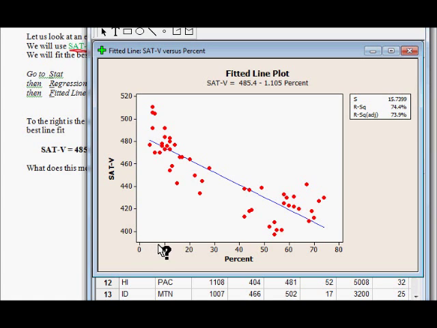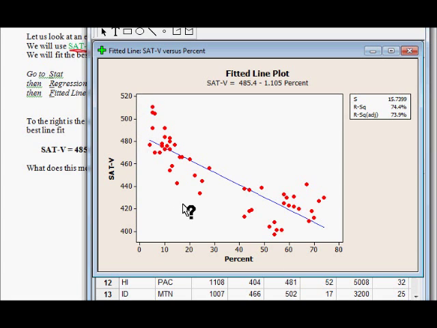So notice what this graph gives us. We'll look at this big version right now. Here is the equation. That's the best fit line, so y equals a plus bx. SAT verbal is 485.4 minus 1.15 times percent. That's our y equals a plus bx. This stuff over here is telling us how well the line fits the data. We'll talk about that in the next video. We're not going to worry about that right now.